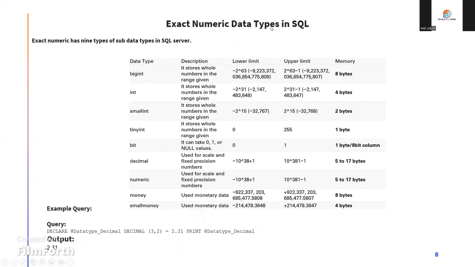So exact numeric data types in SQL can include bigint, int, smallint, tinyint, bit, decimal, numeric, money, smallmoney. These are the data types within exact numeric data types. And you have descriptions, the limits, and the memory it takes. But you don't need to remember all these things, just how much memory it needs, what the upper limit is, and what the lower limit is. You don't need to remember all these things.